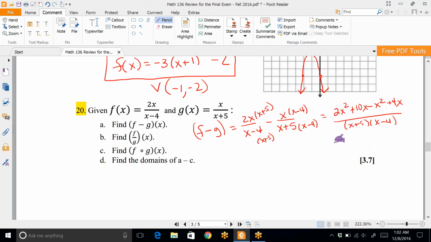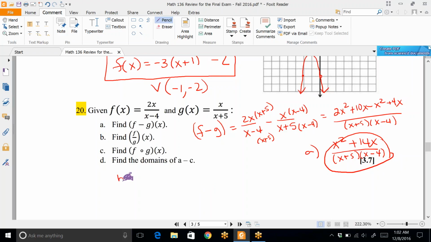I would combine like terms on the top, so this is x squared plus 14x over x plus 5, x minus 4. So that is the answer to the A part. Oops, sorry.